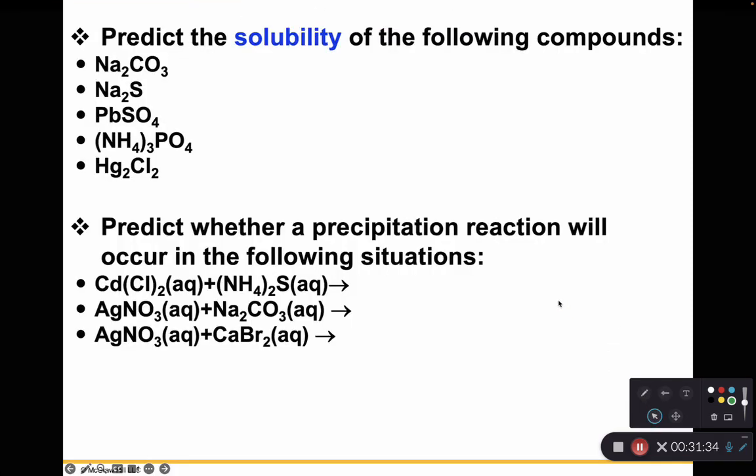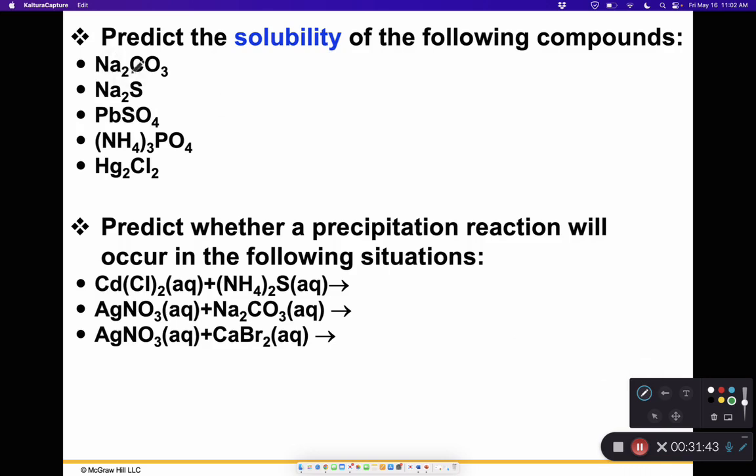Now we can play this learning check to predict the solubility of compounds. Please answer this question: is sodium carbonate a soluble or insoluble compound? You can pause the video. Okay, now let me go for the answer. You first break this down into two parts, cations and anions. You have sodium and carbonate. If you have sodium, it says always soluble. So this is soluble, right? If you have sodium here, they are soluble.